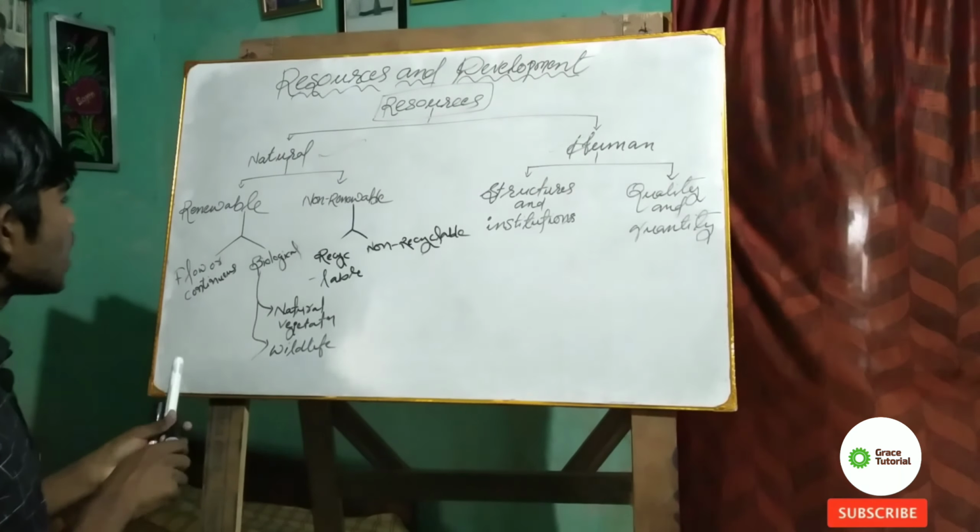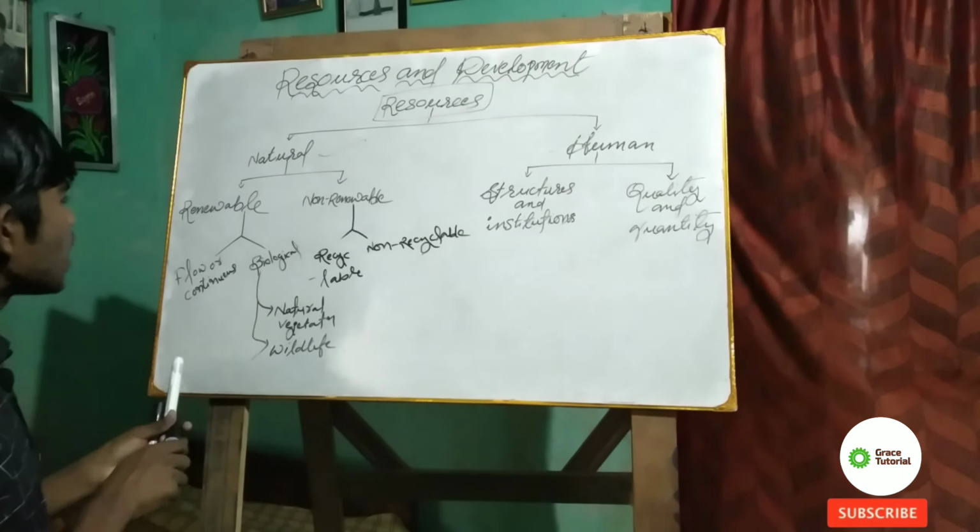Now we need to understand what we mean by biotic natural resources. The resources which are obtained from the biosphere. Well, the resources which are obtained from the biosphere are known as biotic resources. Those are human beings, livestock, flora and fauna, etc. These are the resources obtained from the biosphere. That's why they come under biotic resources.